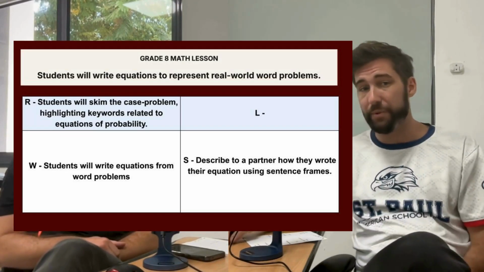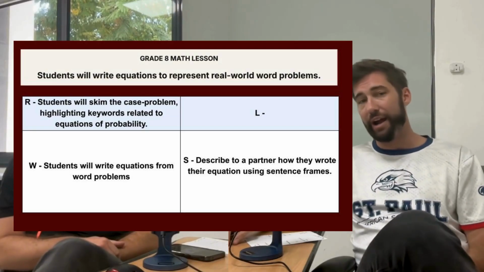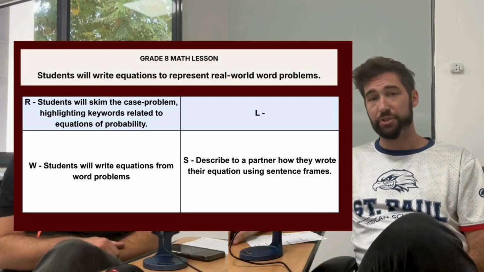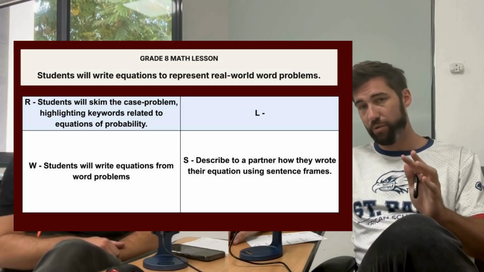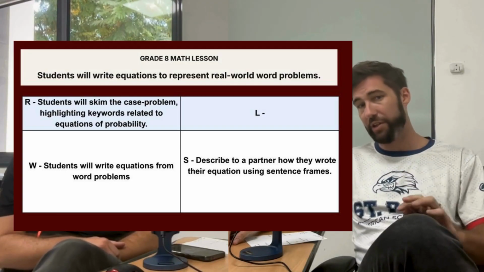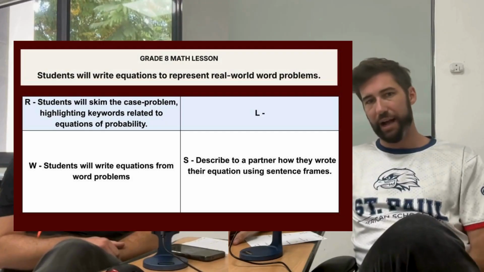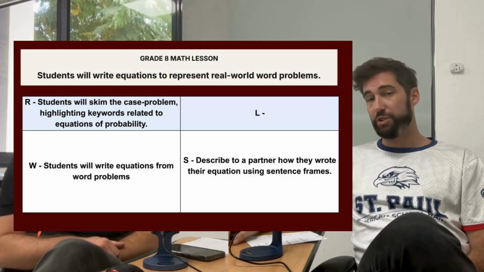Here's another example from an 8th grade math class where maybe students are asked to write equations to represent something from a word problem. They are skimming, that is a reading skill, to find those key words to help them write the equation, and they are describing to a partner how that equation will be used using some kind of sentence frames. Language objectives, very important.